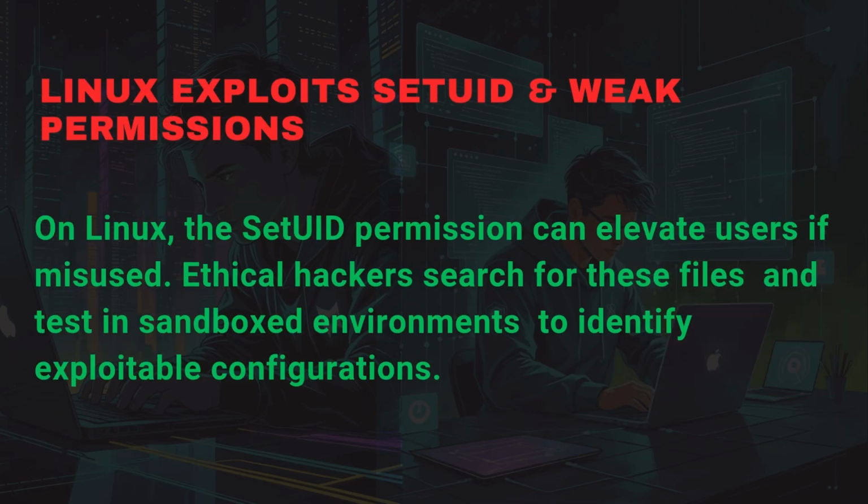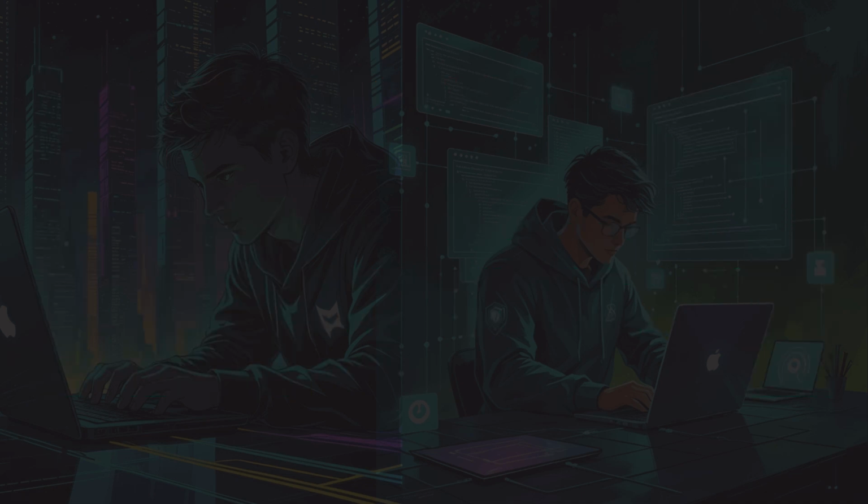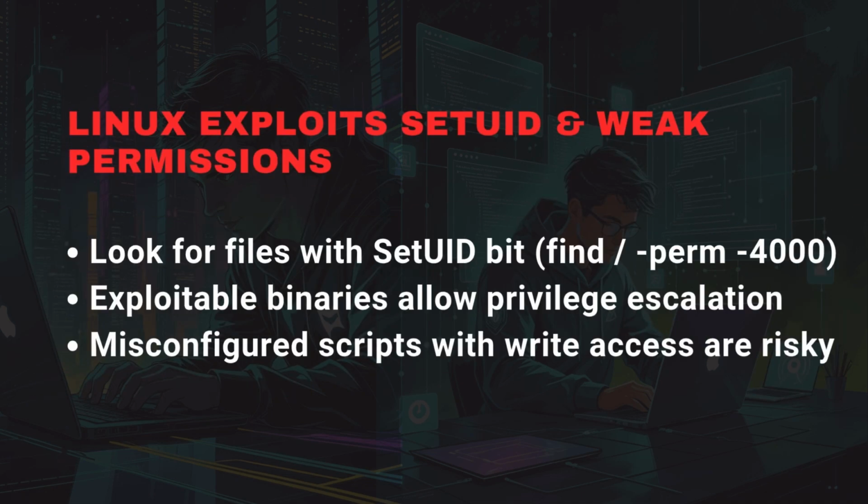Linux exploits: SetUID and weak permissions. On Linux, the SetUID permission can elevate users if misused. Ethical hackers search for these files and test in sandboxed environments to identify exploitable configurations. Look for files with the SetUID bit: find / -perm -4000. Exploitable binaries allow privilege escalation. Misconfigured scripts with write access are risky.